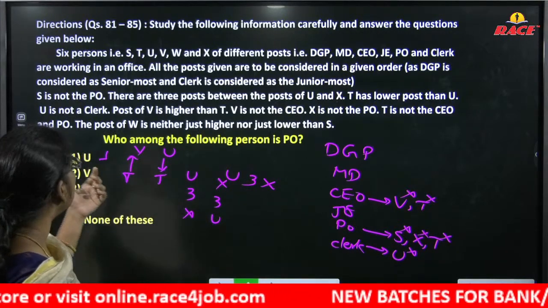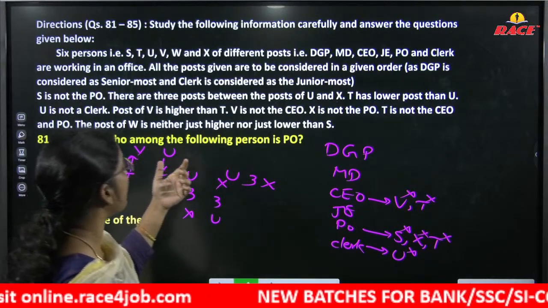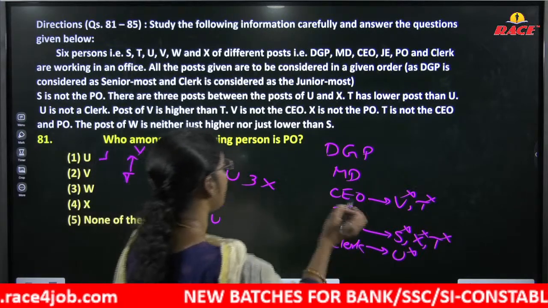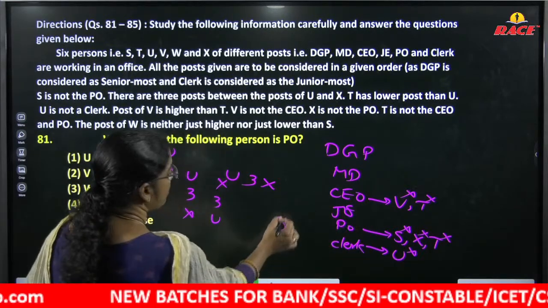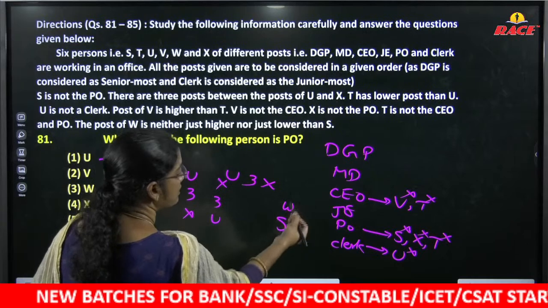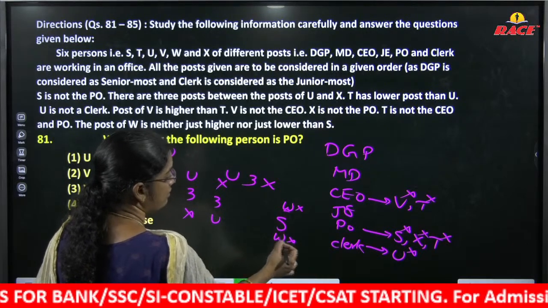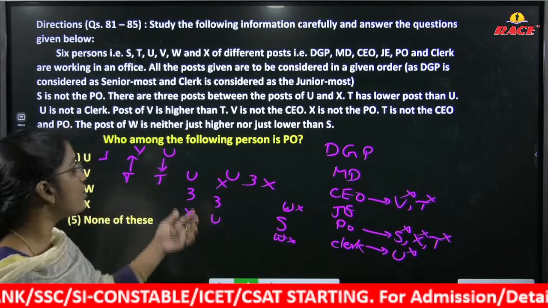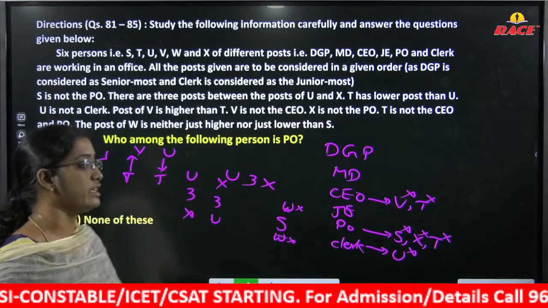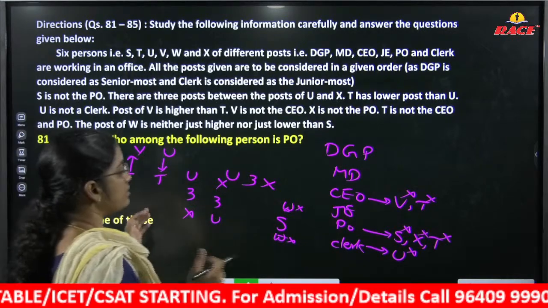Then the post of W is neither just higher nor just lower than S. That means W is not the immediate person of S. So just observe here.